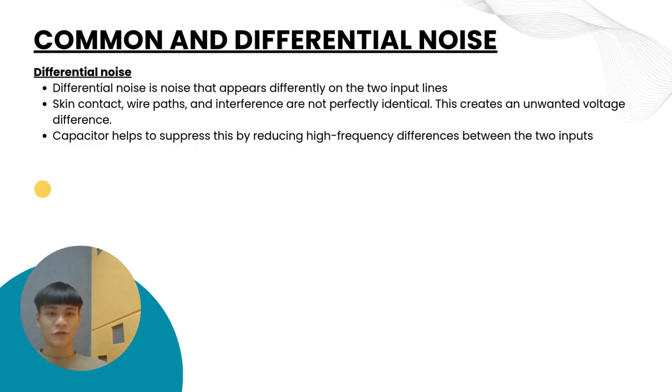Next, we have differential noise. This is noise that appears differently on the two input lines. Real-world factors like skin contact quality, electrode quality, wire path, and environmental interference are never perfectly identical for the two electrodes, which ultimately creates an unwanted voltage difference between the two electrodes. Therefore, an internal capacitor will help us to suppress this by heavily reducing the high frequency differences between the two inputs.